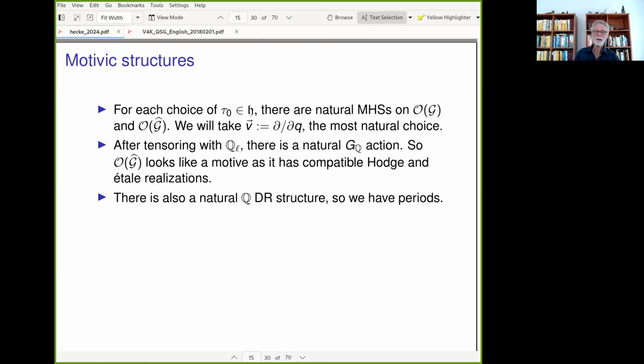All right, so for each choice of a base point in the upper half plane, there are natural mixed Hodge structures on the coordinate rings of both the small completion and the large completion. That's really a special case of a general theorem. For various reasons, we're going to take the base point to be the tangential one. And we're doing that here for the same reason you do it with P1 minus 0, 1, and infinity. You want an integrally defined base point that has everywhere good reduction.